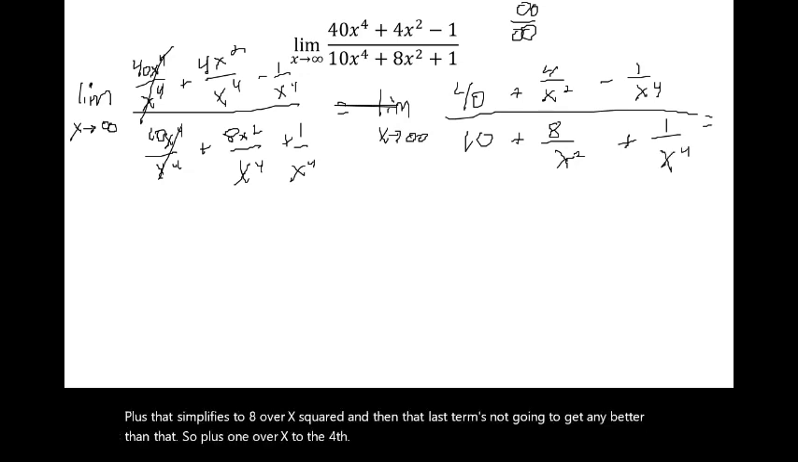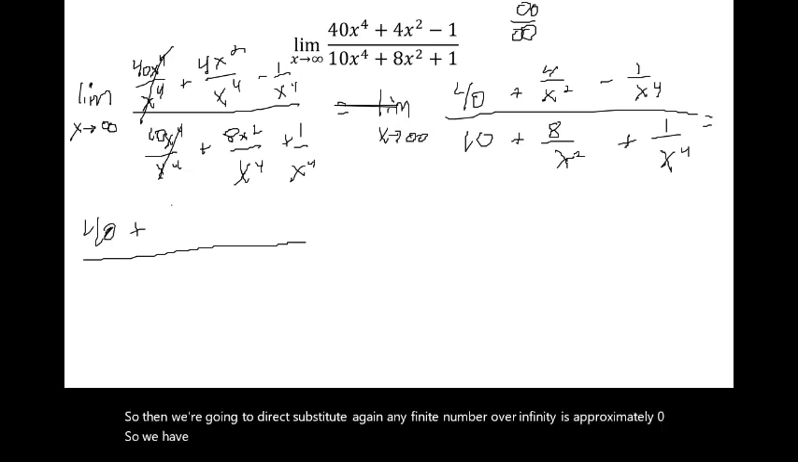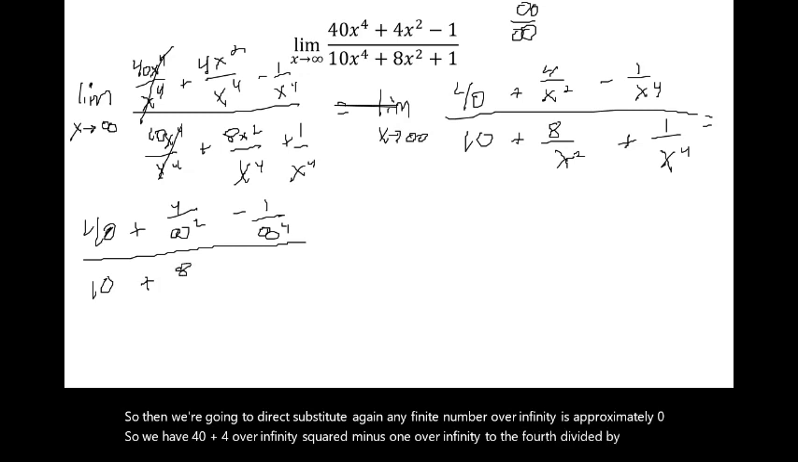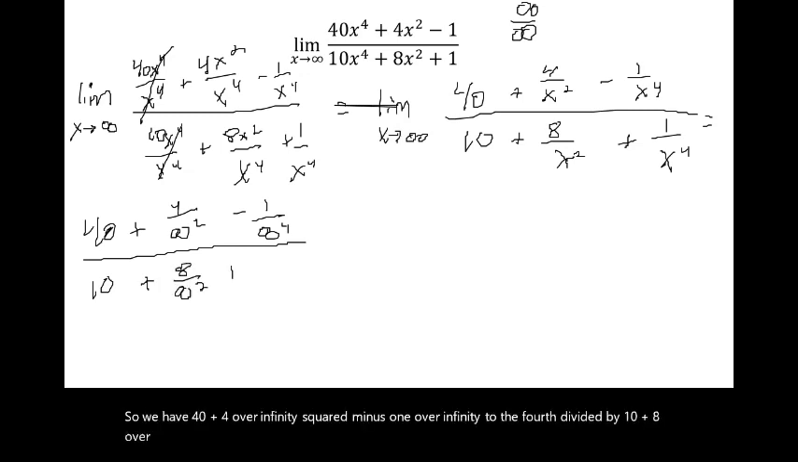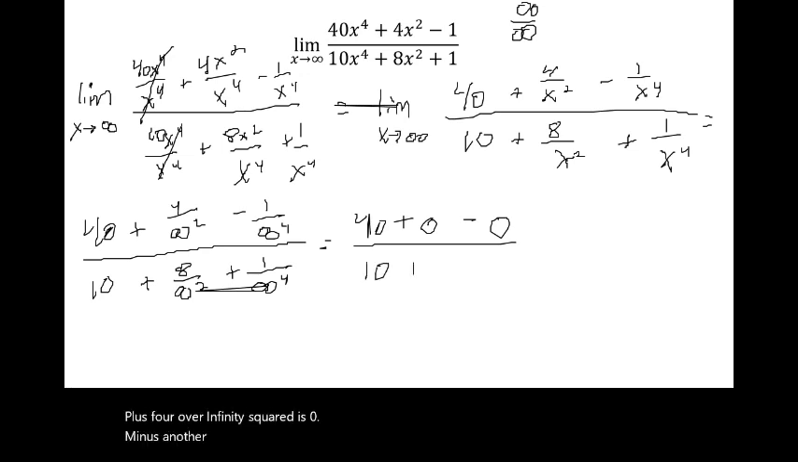So then we're going to direct substitute again. Any finite number over infinity is approximately 0. So we have 40 plus 4 over infinity squared minus 1 over infinity to the 4th, divided by 10 plus 8 over infinity squared plus 1 over infinity to the 4th. So that will leave us with 40 plus 4 over infinity squared, which is 0, minus another 0, divided by 10 plus 0 plus another 0, leaving us with a final limit equal to 4.